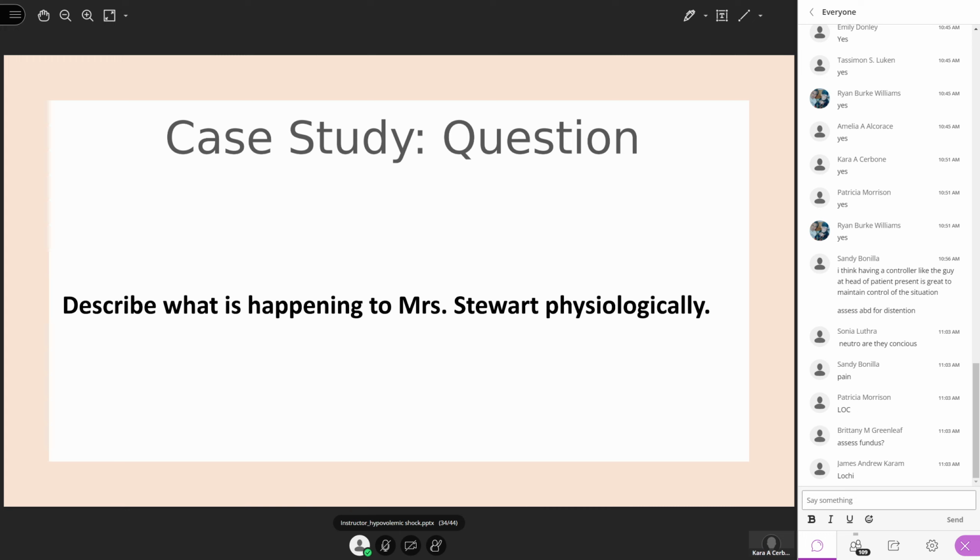Correct. You're correct. It's not that the IVs are not a priority. Of course they're a priority, but you're going to drop the head of the bed, and then you're going to simultaneously notify the provider, and you're going to be grabbing stuff for the IVs. Absolutely. So you're correct.